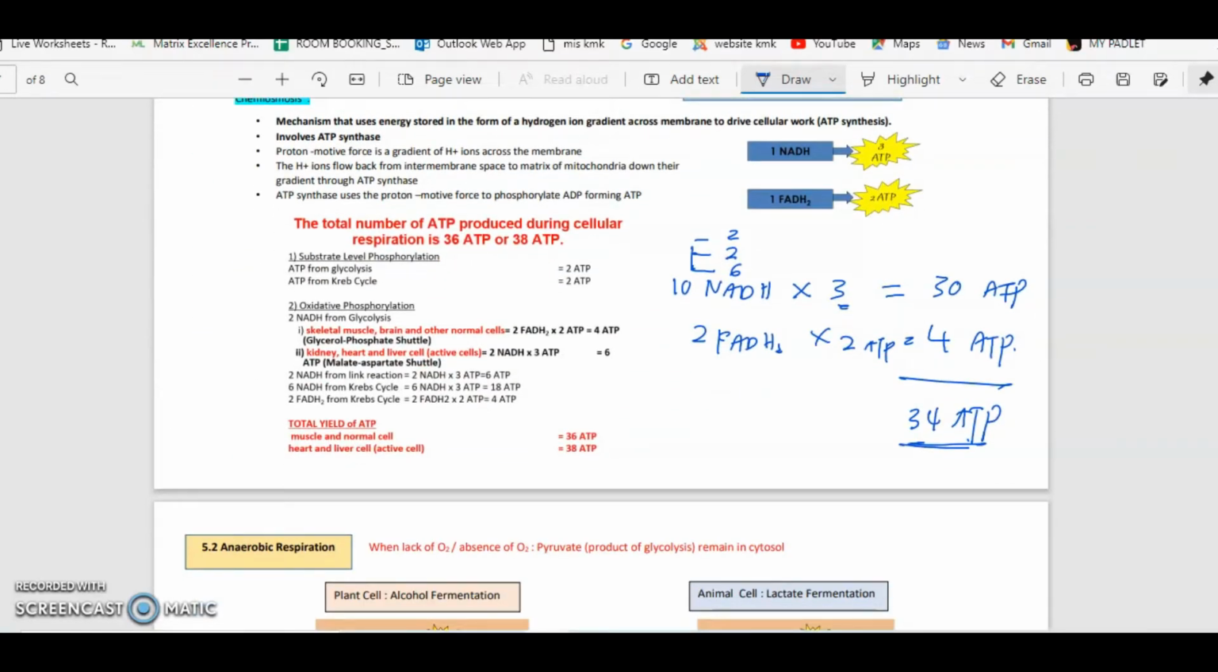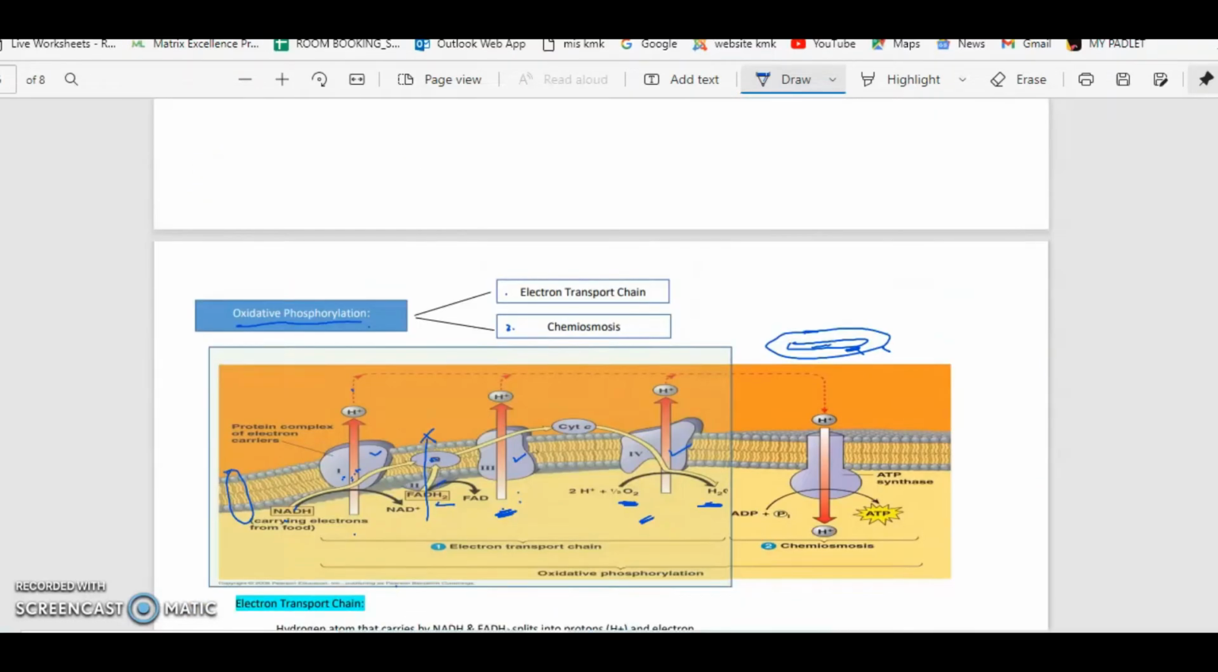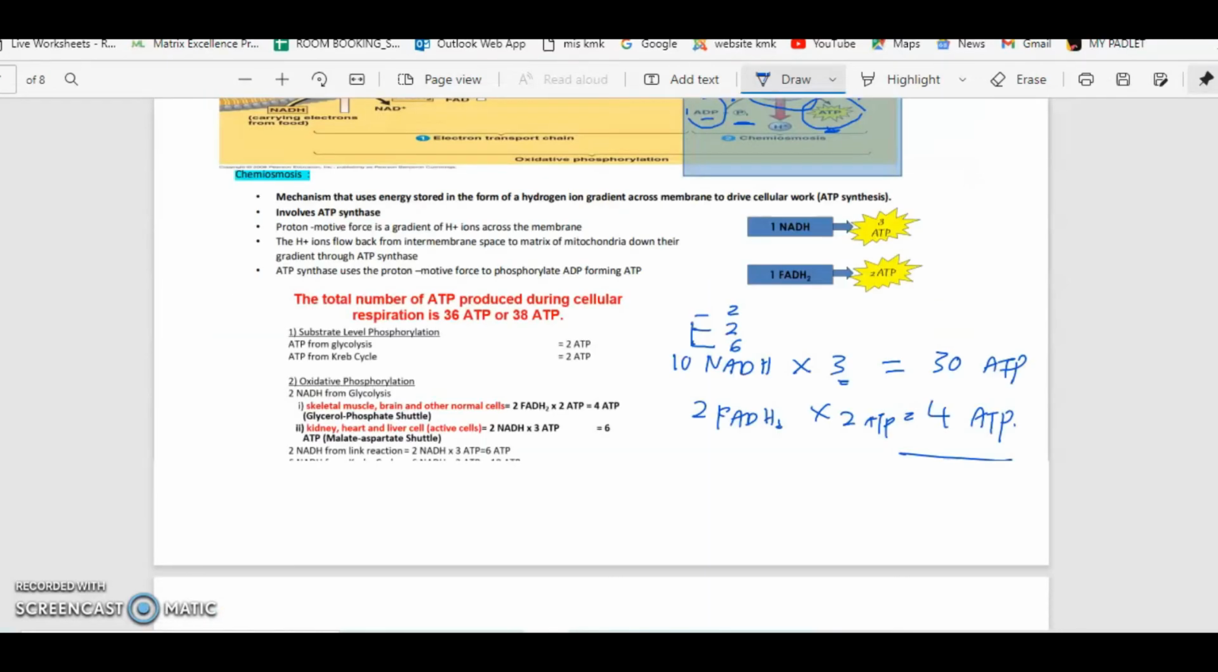Perbezaannya adalah berdasarkan shuttle. Kalau rasa nak study, nak baca balik, boleh bacalah. Kita ada 2 jenis shuttle yang akan menyebabkan perubahan sama ada 38 atau 36 tu. But in your syllabus, we focus on the 38 ATP synthesized in active cells. Alright, so that is for chemiosmosis.